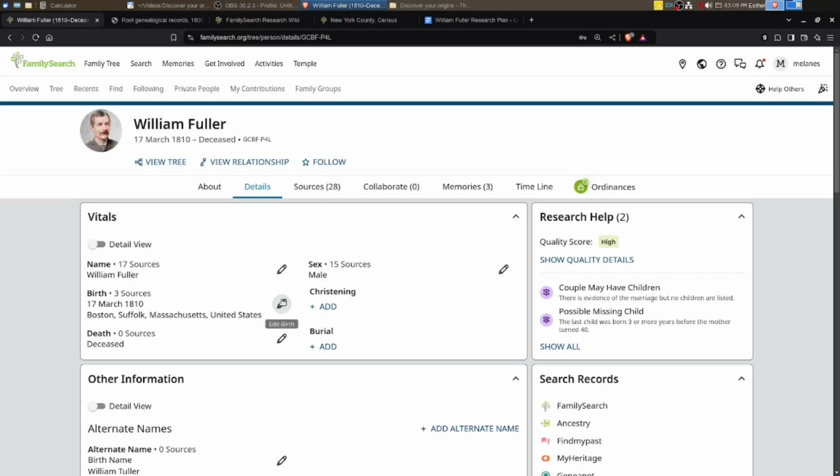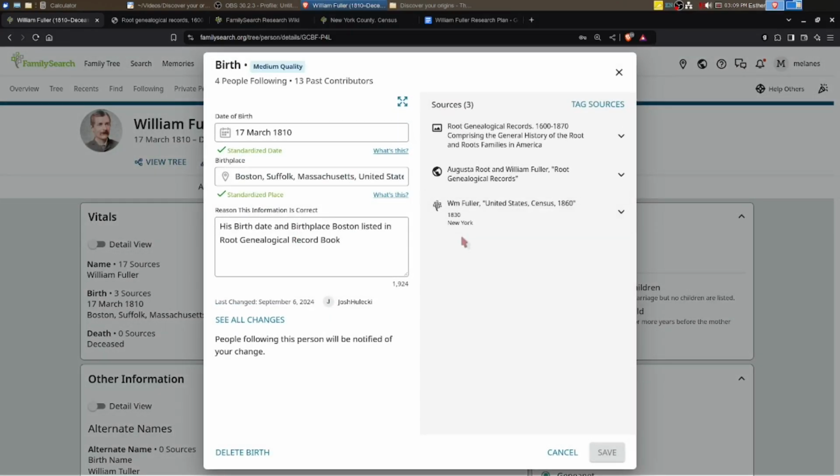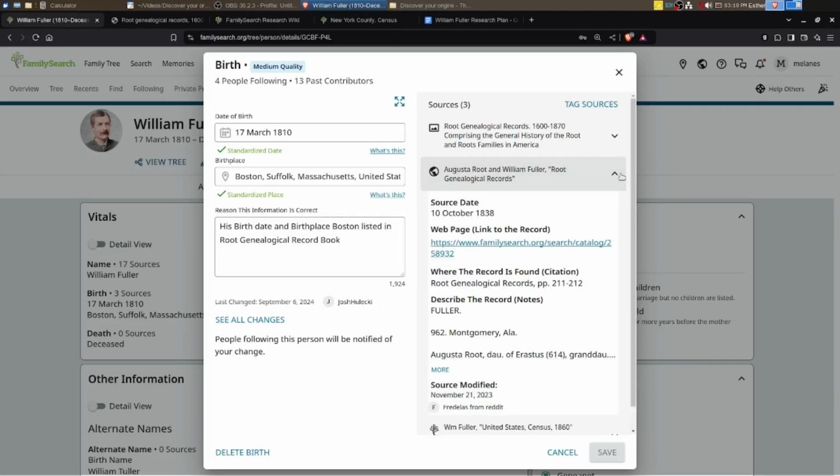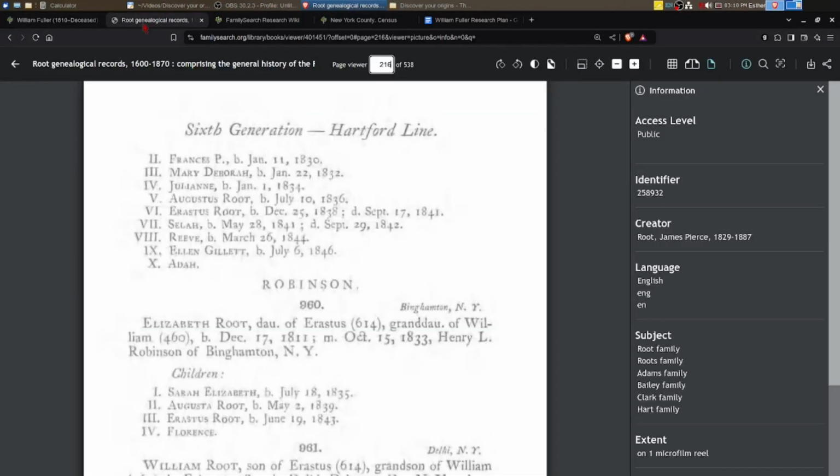We'll just click the pencil icon here and we'll see what sources we have. Okay, so there are 3 sources. These 2 here are basically for the same thing. This book on Root Genealogical Records, so it's a published book on the Root family in America. And so we are going to take a closer look at this book because that is the source for this birth information. And then we're going to take a close look at the 1860 US Census. So first, let's go and look at this book. And I already have it open in another tab, so let's jump over there.